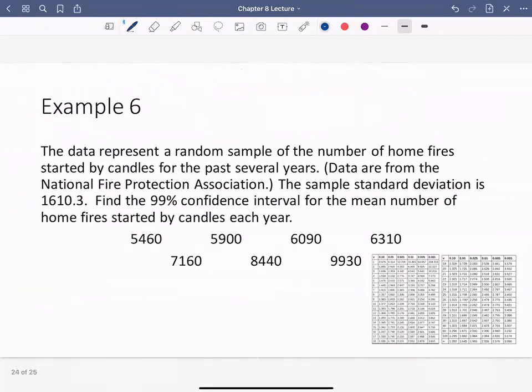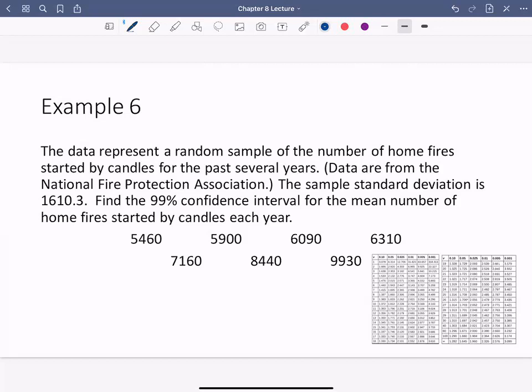Last example here. Our last sample says the data represent a random sample of the number of home fires started by candles for the past several years. Data are from the National Fire Protection Association. This is real data. The sample standard deviation is 1610.3. Find the 99% confidence interval for the mean number of home fires started by candles each year.